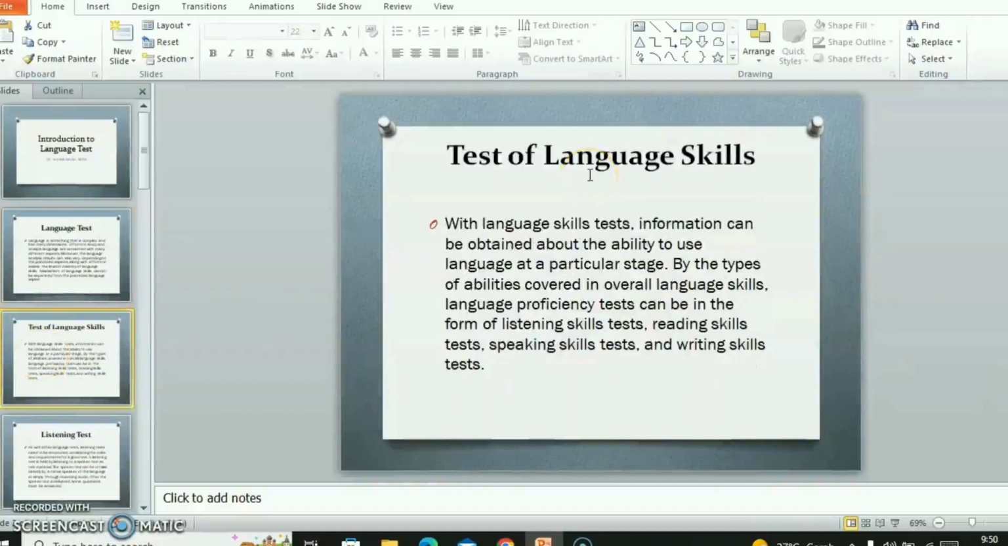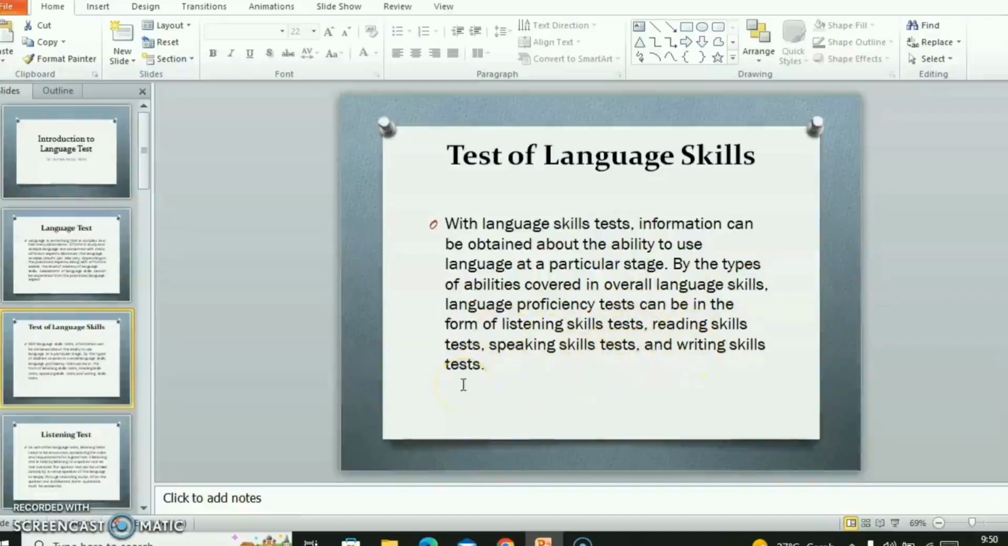Okay, first we discuss tests of language skills. With language skills tests, information can be obtained about the ability to use language at a particular stage by the types of abilities covered in overall language skills. Language proficiency tests can be in the form of listening skills tests, reading skills tests, speaking skills tests, and writing skills tests.